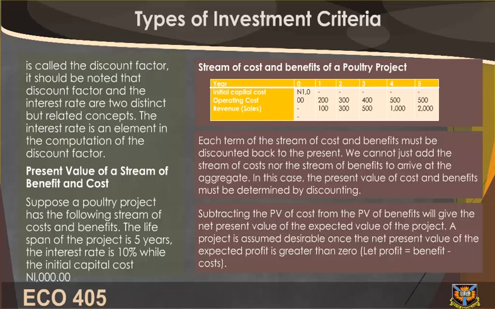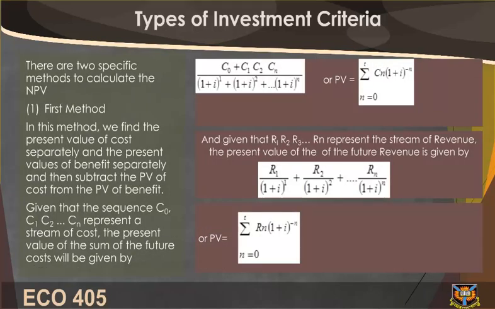Subtracting the PV of cost from the PV of benefits will give the net present value of the expected value of the project. A project is assumed desirable once the net present value of the expected profit is greater than 0. There are two specific methods to calculate the NPV. The first method.